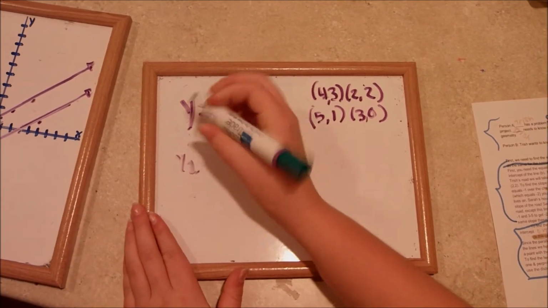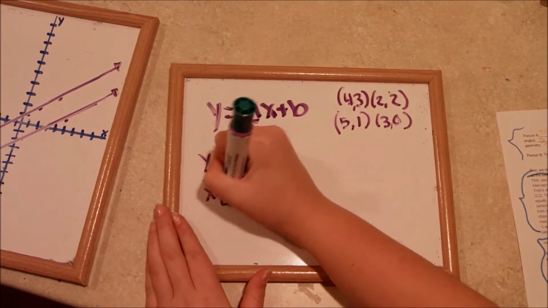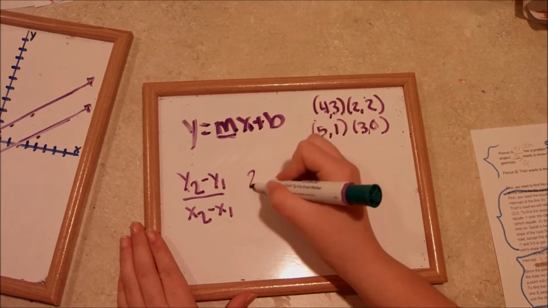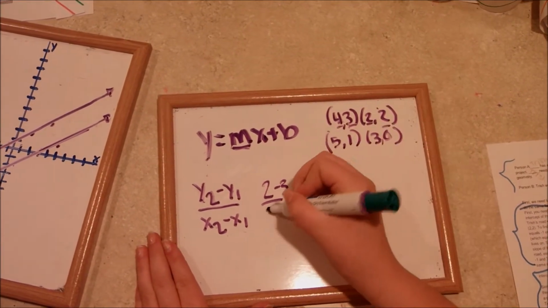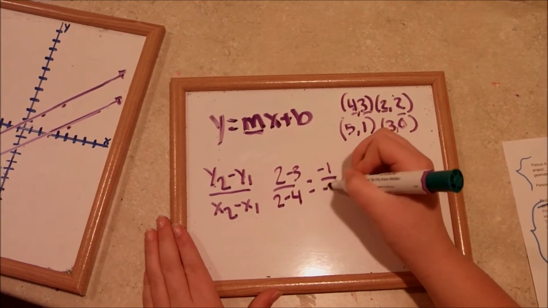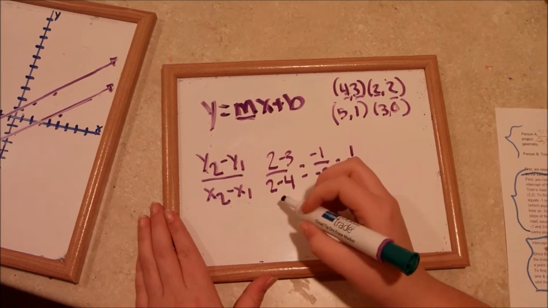To find the slope, we will be using the slope formula rise over run, aka y2 minus y1 over x2 minus x1. First, we'll find the slope of Trish's road. We have 2 minus 3 over 2 minus 4, which will give us negative 1 over negative 2, or 1/2.